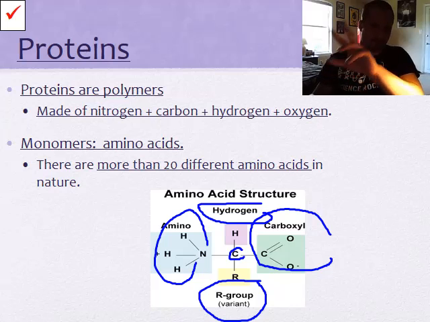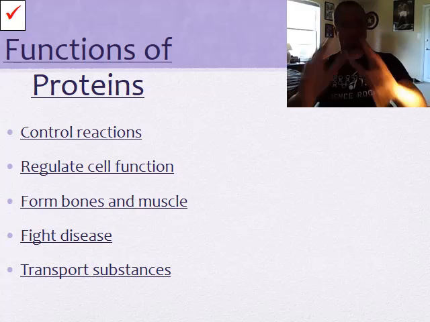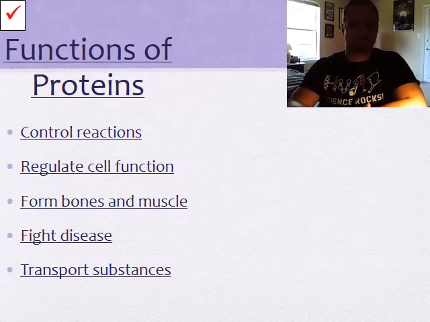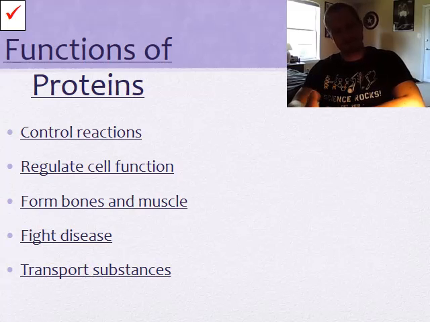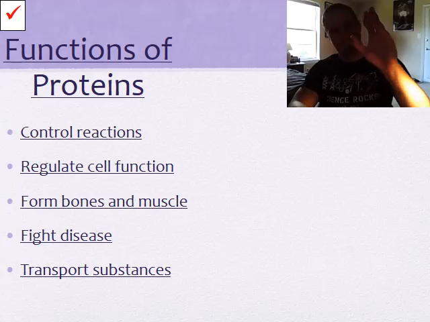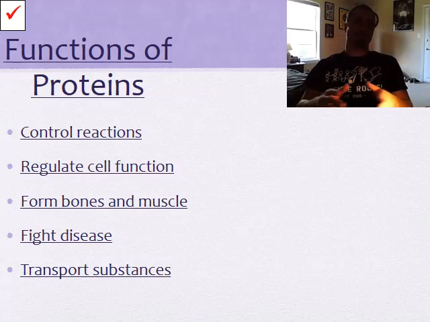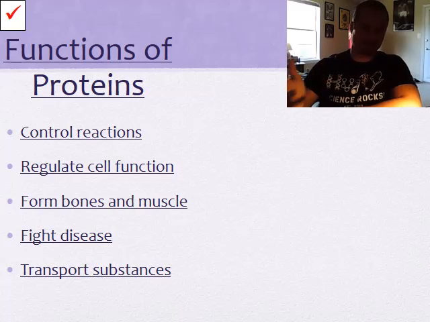Now these amino acids combine in specific ways and orders to make different proteins. So the function of proteins is to control reactions in our body. For example, enzymes. They determine how quickly a reaction takes place. They help regulate cell function. They tell the cell what to do, what to make. They also help form bones and muscle, which is incredibly important considering as you grow, your bones and muscle grow with you. They also help fight off disease, so think white blood cells. And they can also be used to transport substances throughout your body, which, once again, is incredibly important.